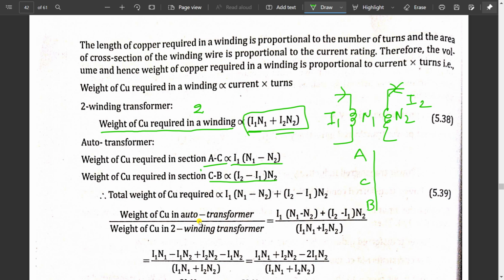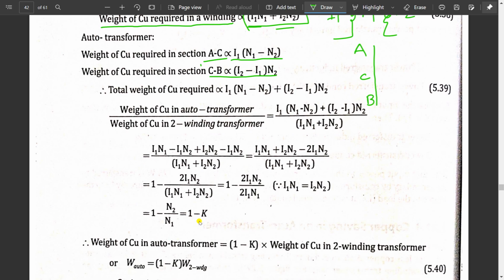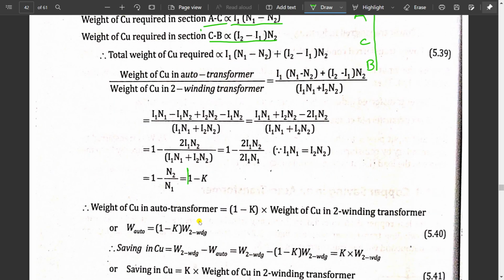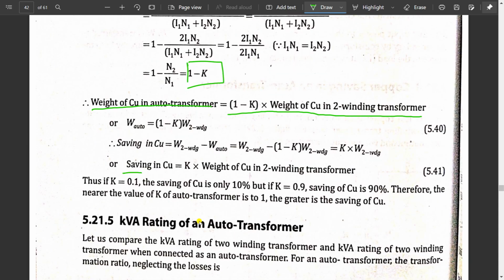Now to get the ratio of the weight of copper in the auto transformer and the weight of copper in the two winding transformer, finally you will get 1 minus K. The weight of copper in the auto transformer is equal to 1 minus K into the weight of copper in the two winding transformer. The remaining, that is the saving of copper, is equal to K into the weight of copper in the two winding transformer.